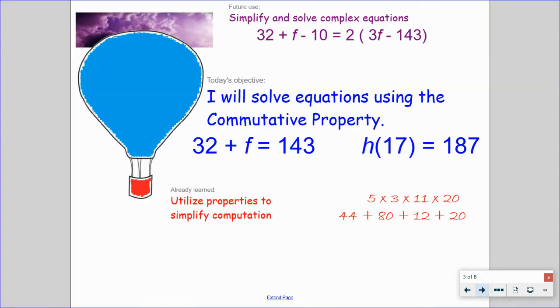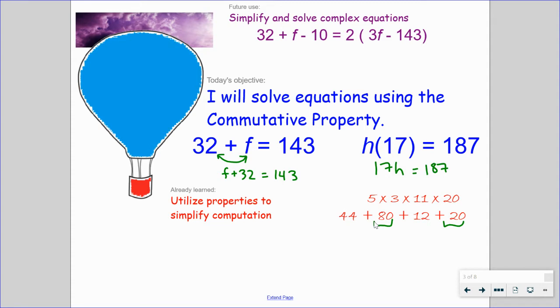Goal for today, take what we learned about using the commutative property. After all, we could put 80 and 20 together to make 100, make addition quicker, easier. We're going to use the commutative property to solve equations, reorder things. We are not changing the quantity. After all, if you change the order of additive expressions or multiplicative expressions, you'll have the same expression.